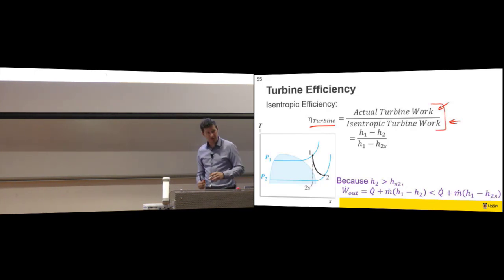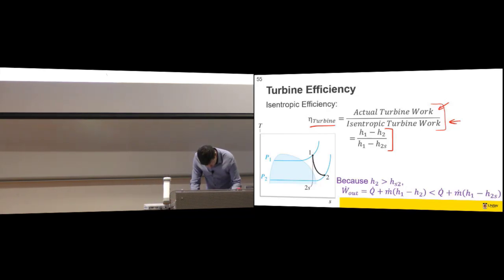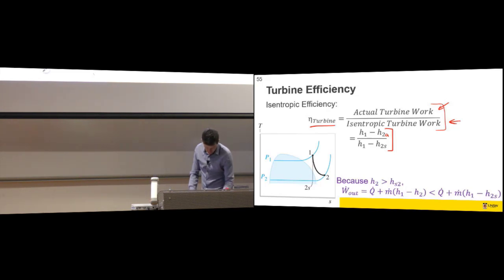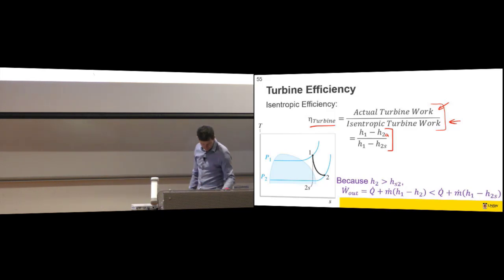The definition in formulas would be H1 minus H2, and sometimes you'll see this have a little A after it, H2 actual. I think Cengel and Boles uses that. Reisel just uses 2. So this is the enthalpy of the incoming fluid minus the enthalpy of the outgoing fluid as it actually existed, divided by the enthalpy of the incoming fluid minus what the enthalpy would have been if the device was 100% efficient on the bottom.